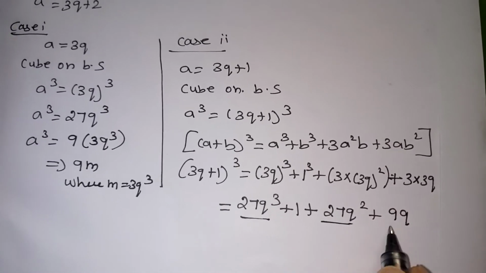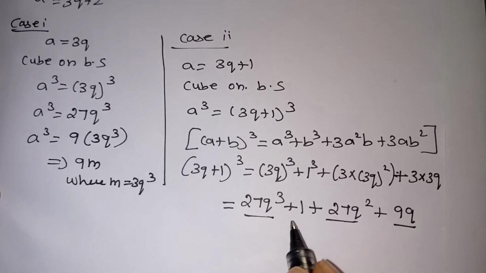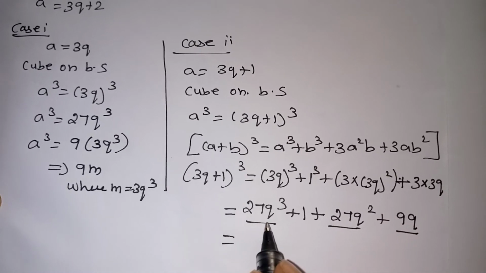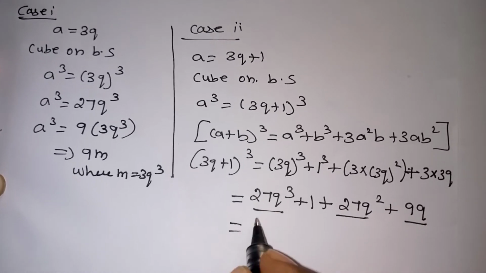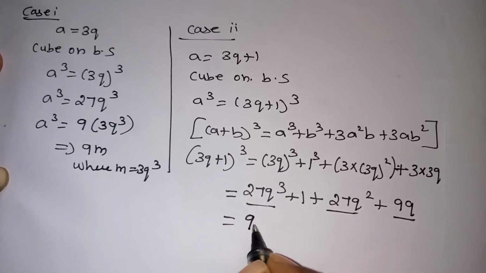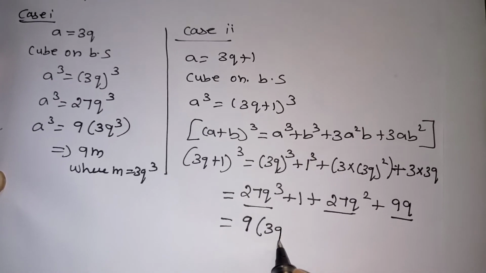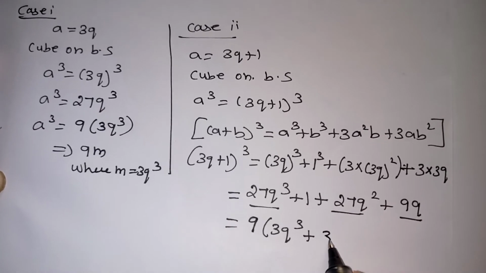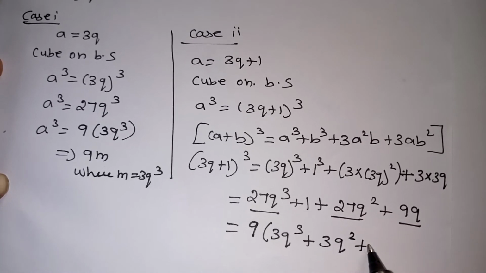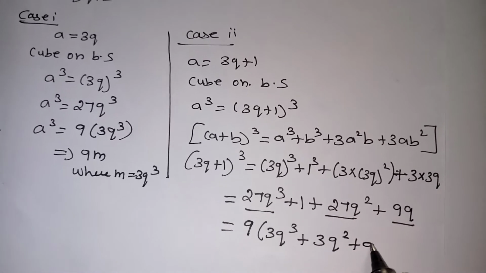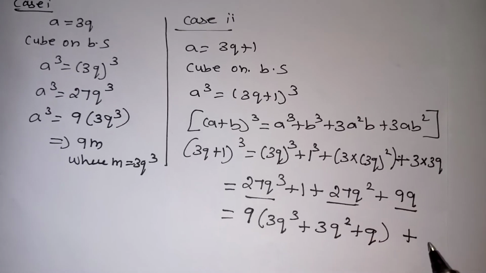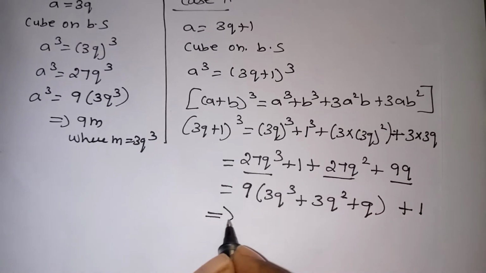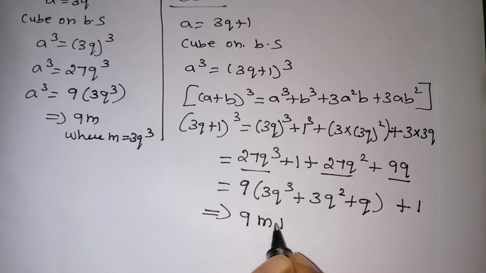All these 3 terms have 9 as a common number except this one. So we are going to take 9 outside from all these 3 terms. Here the remaining will be 3q cube plus, from here I have taken the 9 outside, the remaining will be 3q squared plus, here also I have taken the 9 outside, the remaining will be q, plus this 1 will come as it is. Now this is in the form of 9m plus 1.